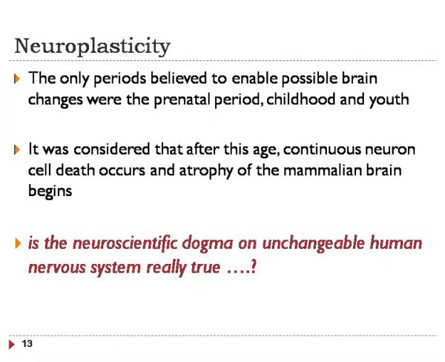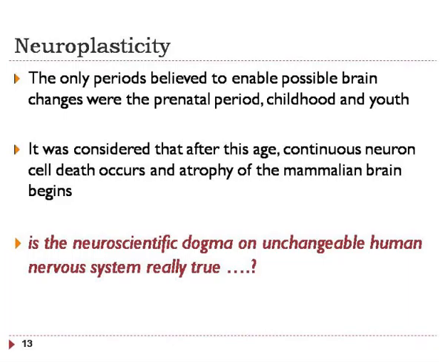Whatever change our brain undergoes happens during infancy and early life or youth. But we don't get any change in the brain tissue in terms of any architectural change, or any functional improvement in adult life. That was the initial concept. And it was also considered that after a certain age, continuous neuron cell death occurs, atrophy of the mammalian brain begins, and hardly there is a chance of any improvement. So is the neuroscientific dogma of an unchangeable human nervous system really true? If it were, we can't do anything for pain relief. Whatever we do, it will be a temporary thing.